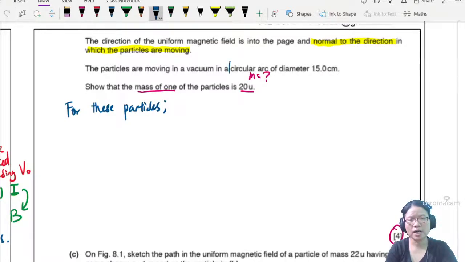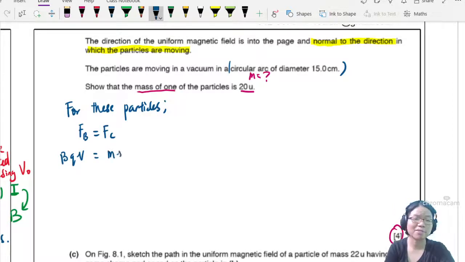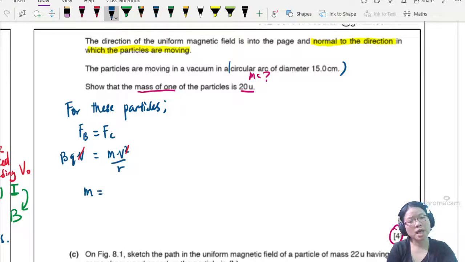this circular arc means that the magnetic force provides the centripetal force. So magnetic force here will be BQV. Thankfully, everybody is 90 degrees. This is mv squared over r. We can now start simplifying the equation. V and V will cancel out, and I'm finding m, right? So I rearrange. M will be BQR over V. Okay, I can substitute now.